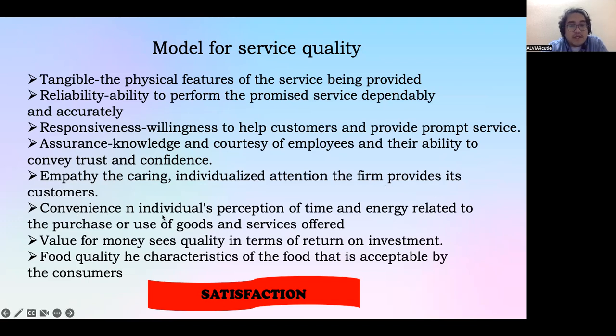Next is convenience, an individual's perception of time and energy related to the purchase of or use of goods and services offered. Next is value for money. It sees quality in terms of return on investment. And last is food quality, characteristics of the food that is acceptable by the consumers. Yan yung mga model of service quality.